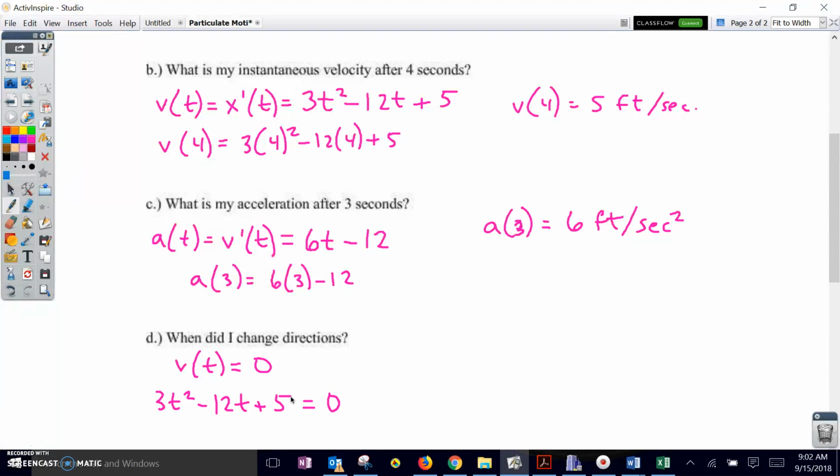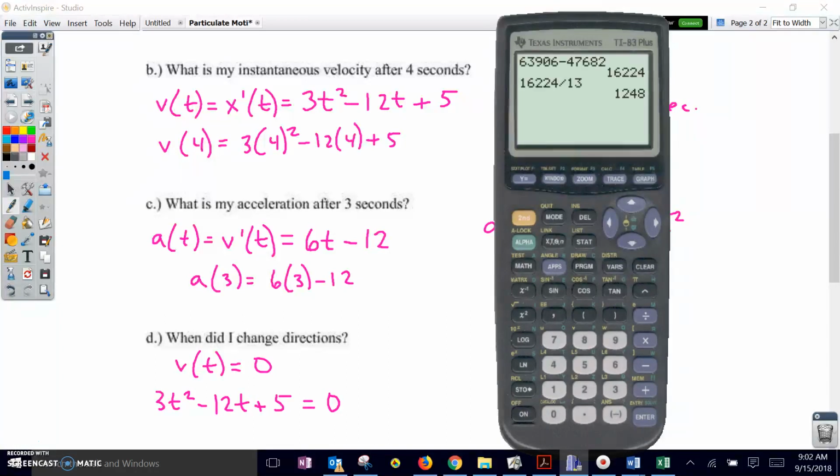So we want to find out when this function is equal to 0. And we can do that either by factoring, if we can factor this, or using the quadratic formula, or using our graphing calculator to help us. I'm going to go ahead and use my graphing calculator. I'm going to go to my y equals, and I'm going to graph 3x squared minus 12x plus 5. And I'm going to solve this equation by looking at the graph. And hopefully we'll see a couple places where I change direction based off of this velocity function. So I'm going to find both of these.